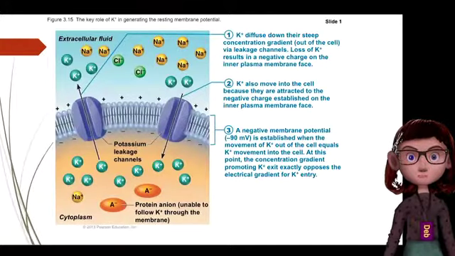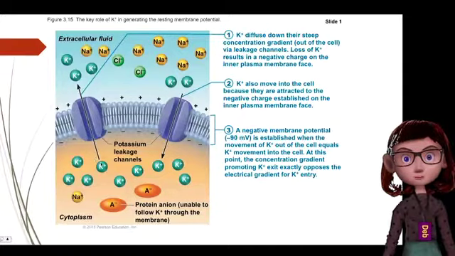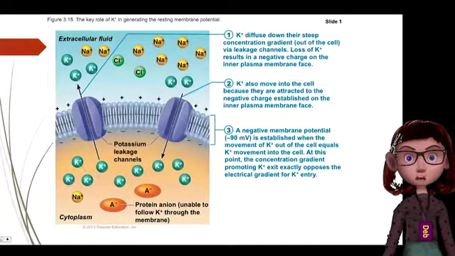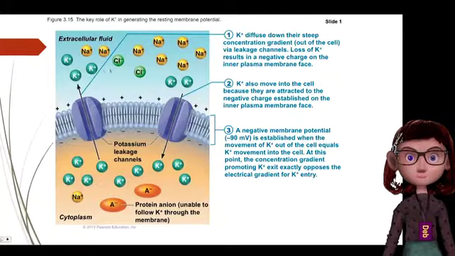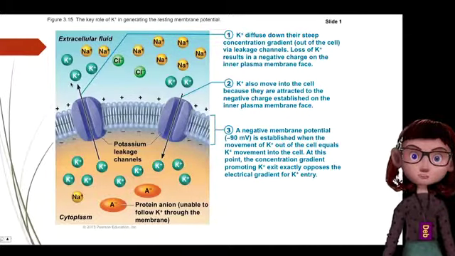So the key role of potassium in generating the resting membrane potential. One, potassium will diffuse down its steep concentration gradient. Remember, the potassium has been basically dammed up in here, but it's pumped into the cell through the sodium-potassium pump. Sodium is going to be pumped out. So you have a lot of potassium here, and it's always going to be kind of leaking out of the cell via leakage channels.